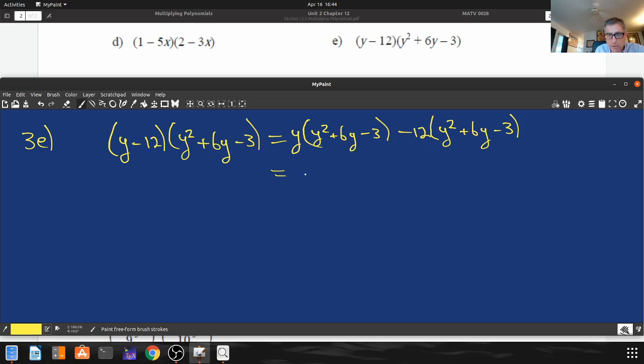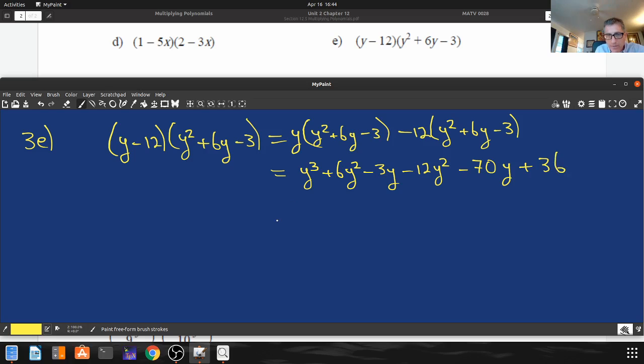Y times y squared is y cubed. Y times 6y is plus 6y squared. Y times minus 3 is minus 3y. Minus 12 times y squared is minus 12y squared. Minus 12 times 6y is minus 70y. And minus 12 times minus 3 is plus 36.